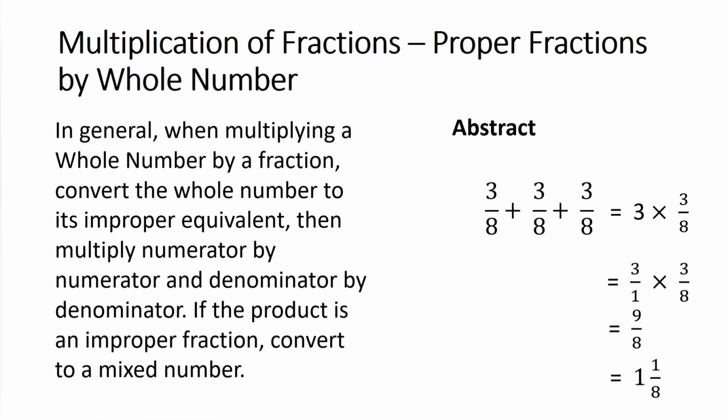In general, when multiplying a whole number by a fraction, convert the whole number to its improper equivalent, then multiply numerator by numerator and denominator by denominator. If the product is an improper fraction, convert to a mixed number.